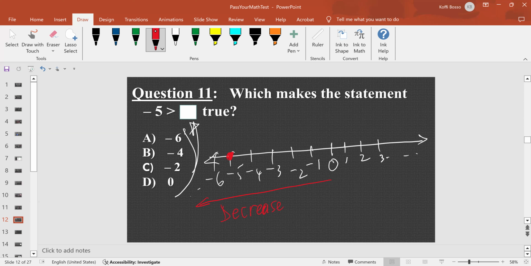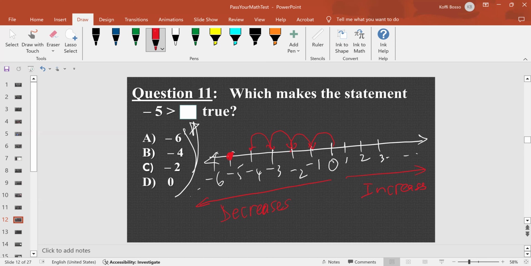Okay, when you move from 0 to the right side, that's an increase. So this will tell you that 0 is greater than -1, or -1 is smaller than 0. -1 is greater than -2, or -2 is smaller than -1. -2 is greater than -3 because this is decreasing, or -3 is smaller than -2. -3 is greater than -4, or -4 is smaller than -3. So on, so on, so on.